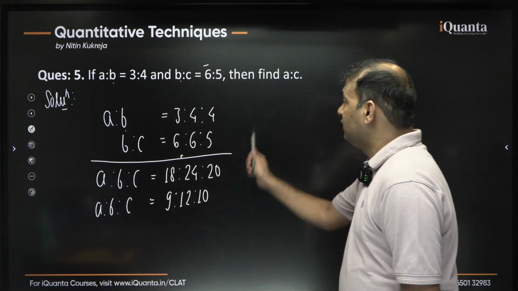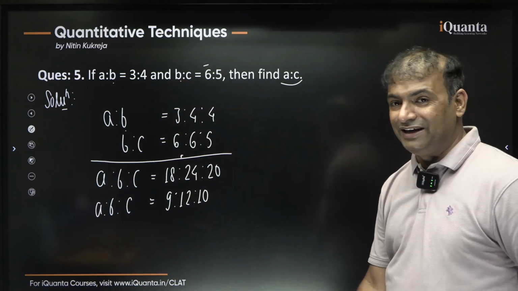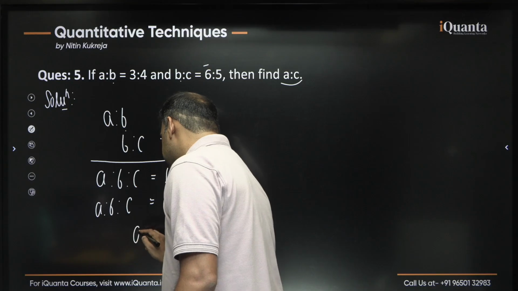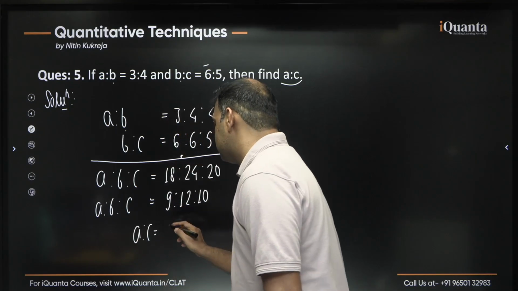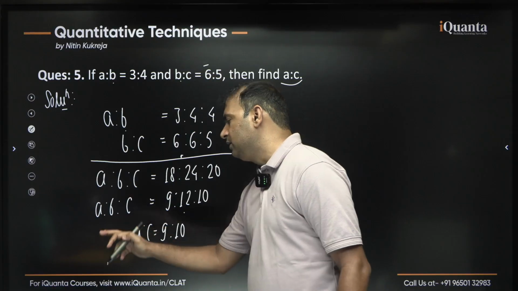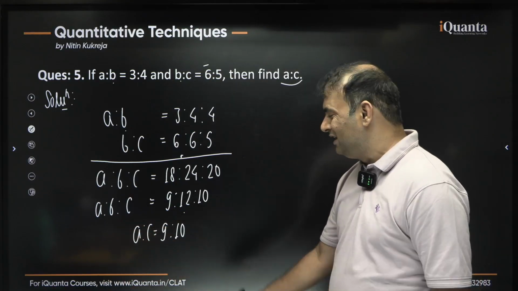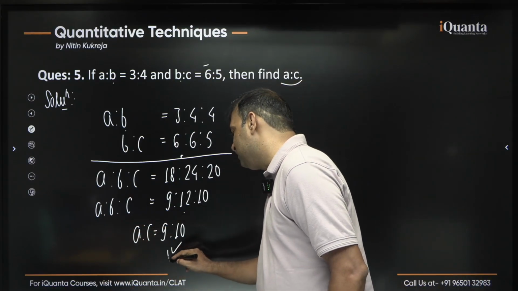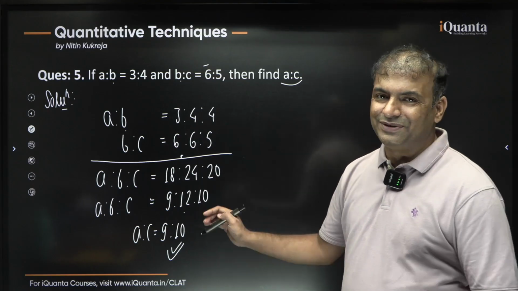But guys, the final question is to find A is to C, right? So what can we say about A is to C? Okay, so A we can say is 9, and C we can say is 10, right? We just missed out B, because the question is about A is to C. So guys, this is how we can find the ratio of A and C in this particular method.